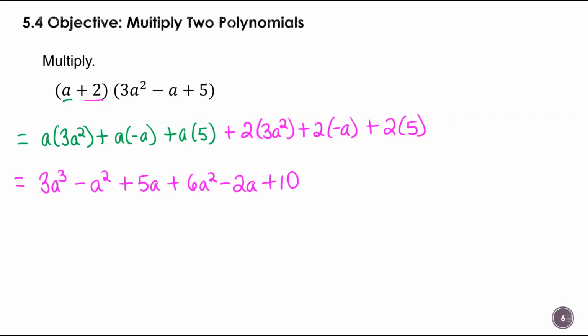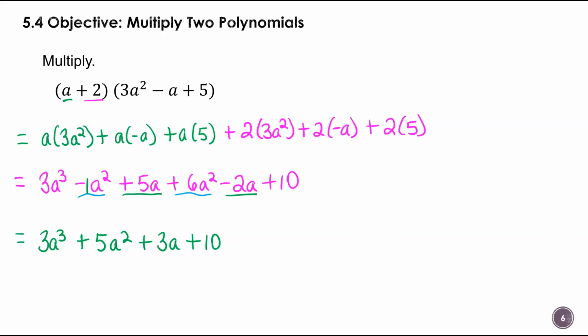Now, at this point, I do have some like terms right here, the a squareds, and then I also have 5a and negative 2a. So let me finish this up. I keep the 3a cubed. This is a negative 1a squared plus 6a squared, so that would be 5a squared. 5a and negative 2a would be 3a, and then plus 10. Right, because I didn't have anything to combine with the 3a cubed or with the 10.